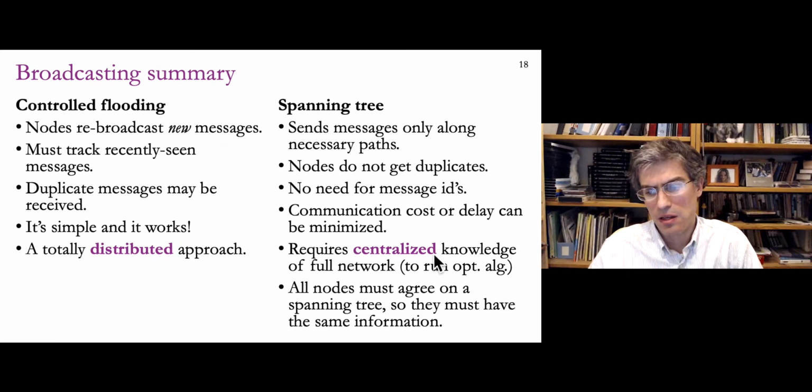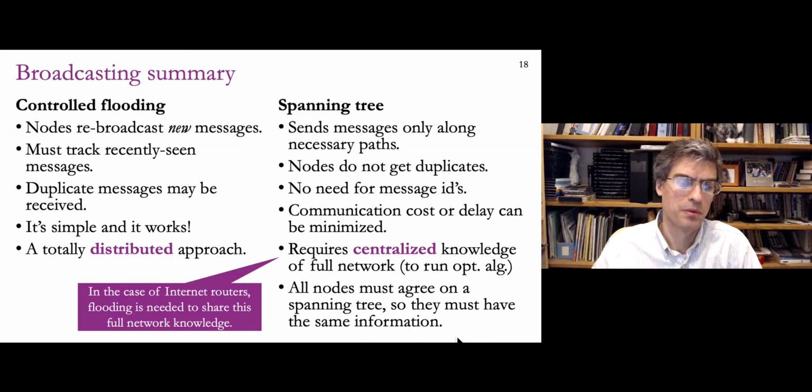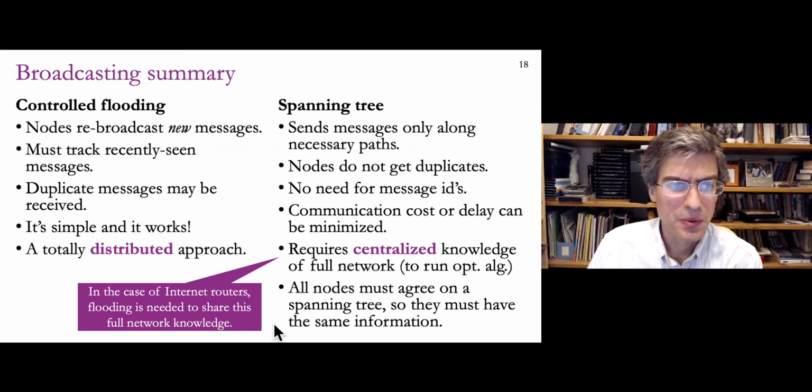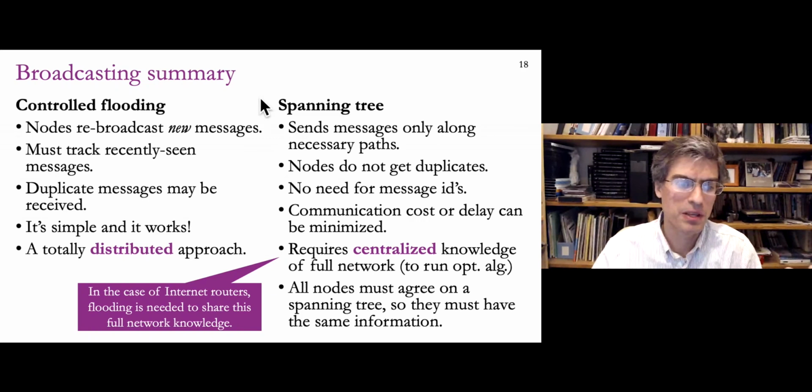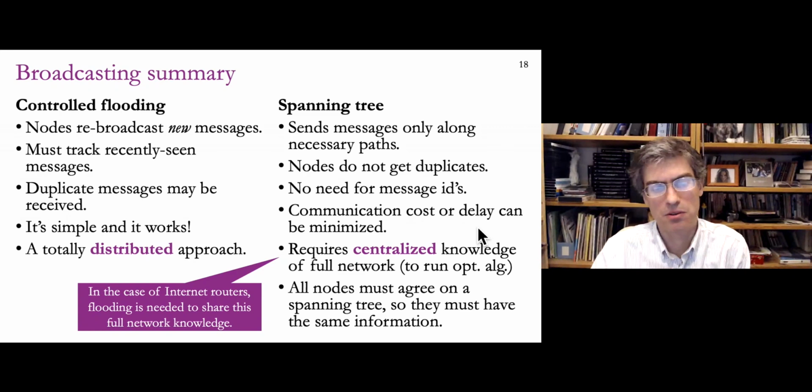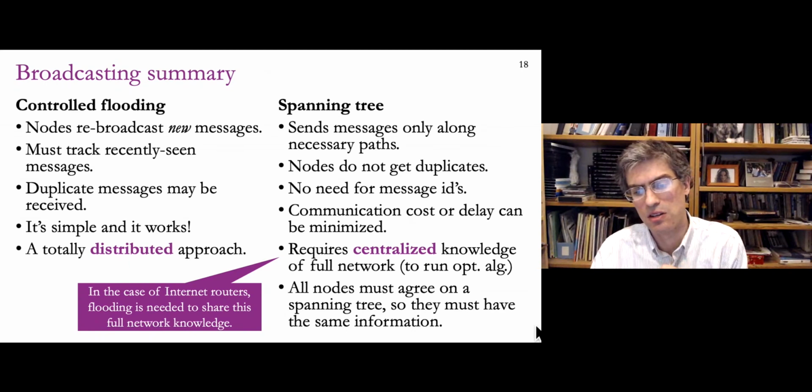And all the nodes have to agree on the same spanning tree, which is another way of saying that there has to be consistent centralized knowledge of the full network. Okay. So for thinking of internet routers, flooding actually, these things are not independent of each other. You can use flooding to establish shared information that then later can be used for a spanning tree based approach to broadcast. So at first you can use controlled flooding, and you can use that to share information to create centralized knowledge of the full network and use a spanning tree.